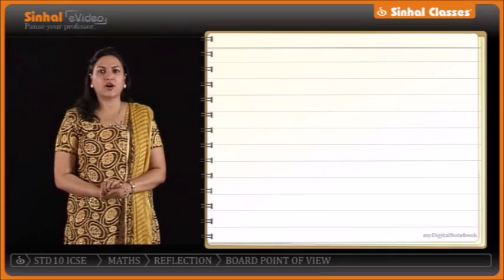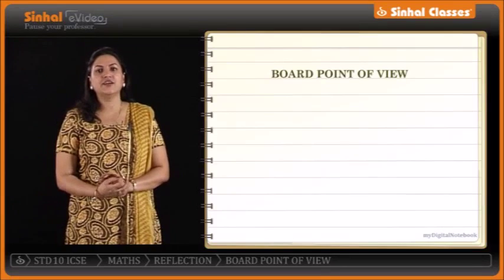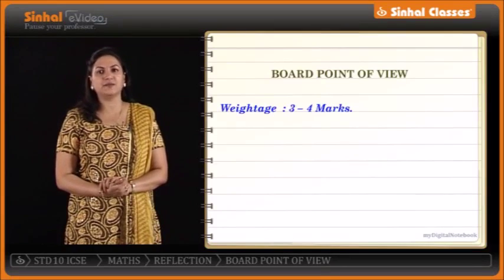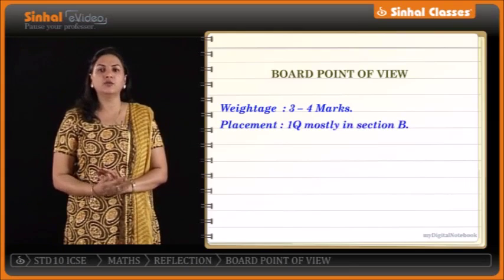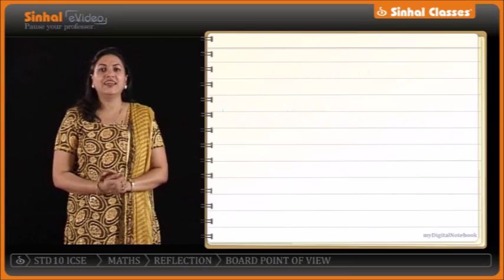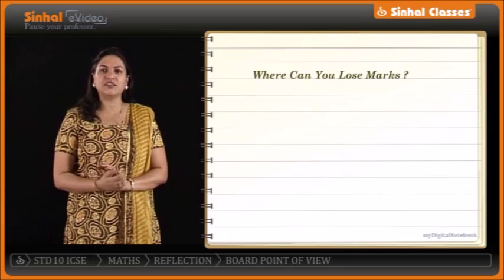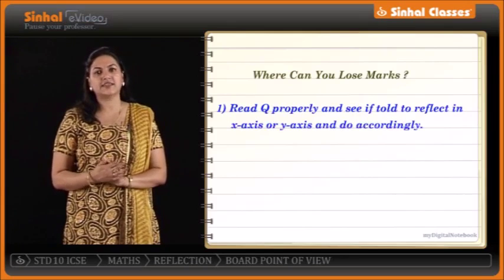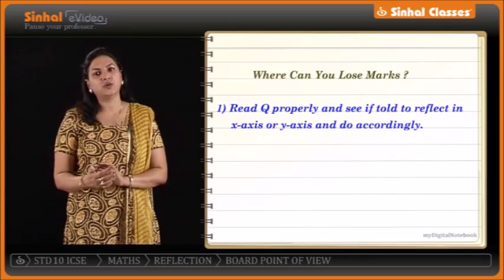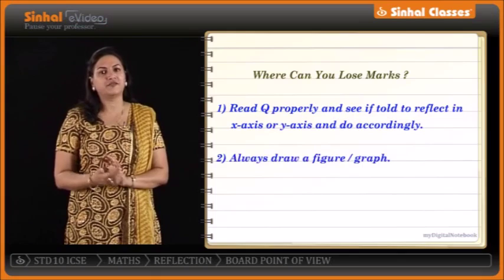Now let's look at this topic from the board point of view. This topic carries 3 to 4 marks in the ICSE board examination. There is one question based on this topic, mostly in section B. Now where can you lose marks in this topic? Always read the question properly, that is, you're told to reflect in the x-axis or y-axis and do accordingly. Also, always draw a graph or a figure in your answer booklet.